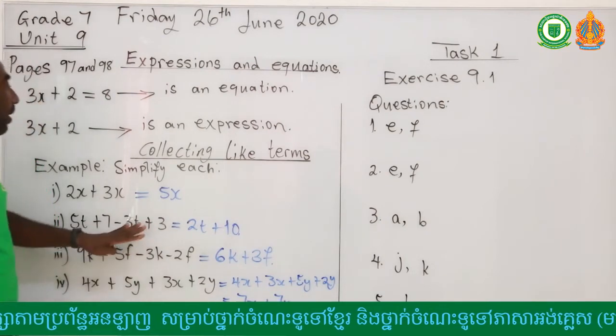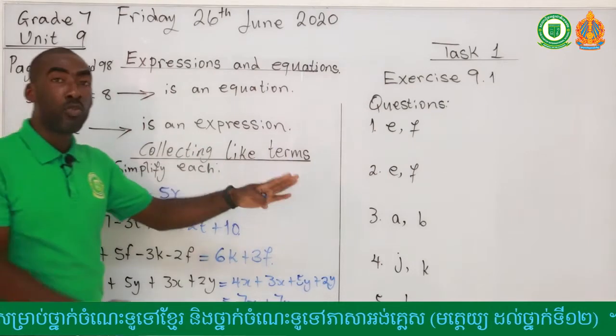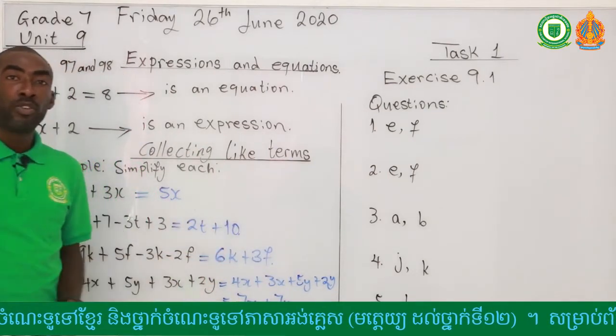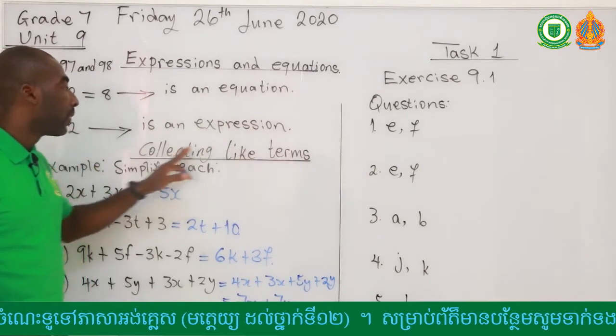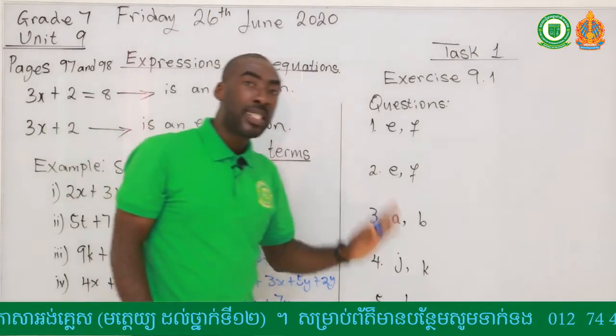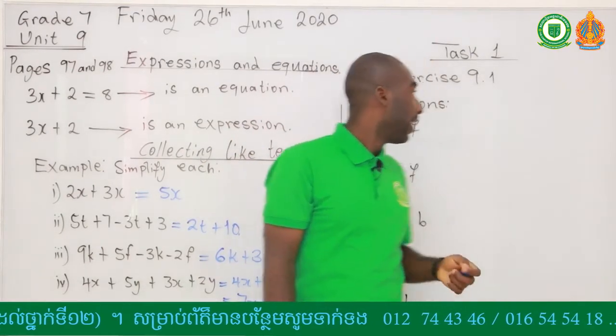Okay, so whenever you are doing simplifying, you collect the like terms into one side, then you can do your addition. So this is about expression and equation dealing with collecting terms, collecting like terms.